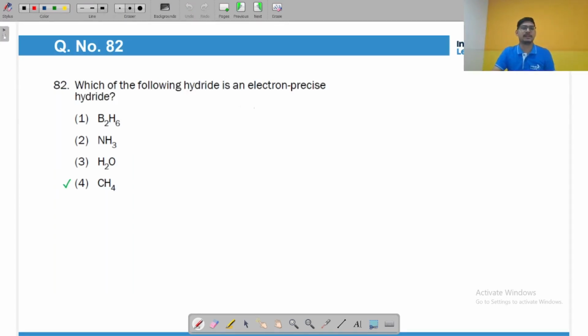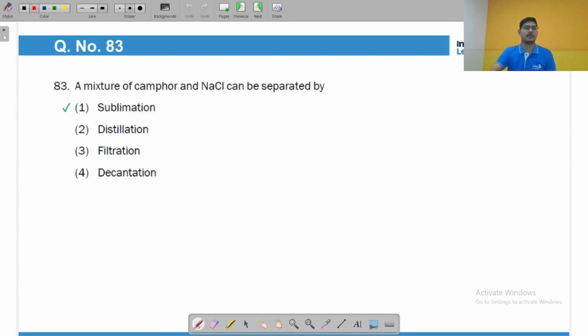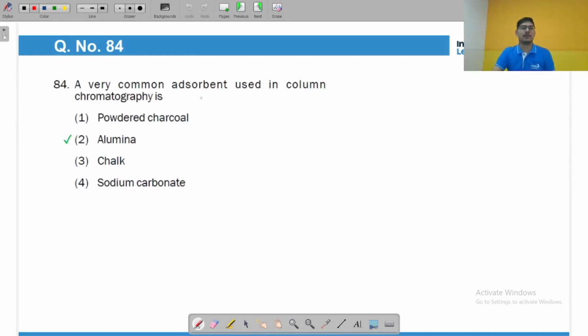Which of the following hydrides is electron precise, which neither has vacant orbitals nor a lone pair of electrons? Of course, group 14 hydrides are electron precise hydrides. So methane is the correct answer. A mixture of camphor and NaCl can be separated by sublimation. Yes, because camphor sublimes. A very common adsorbent used in column chromatography is anhydrous alumina, Al2O3. You guys know that. So this is used as an adsorbent.